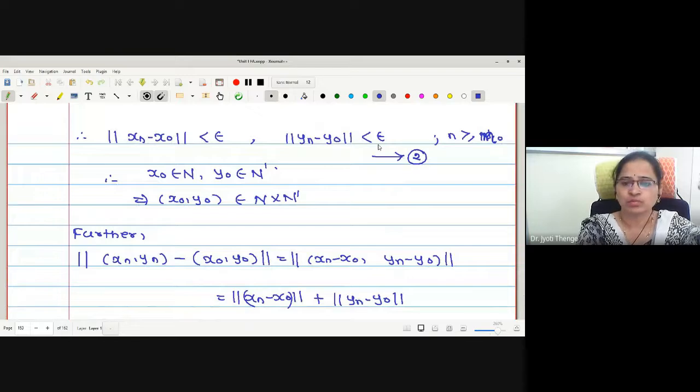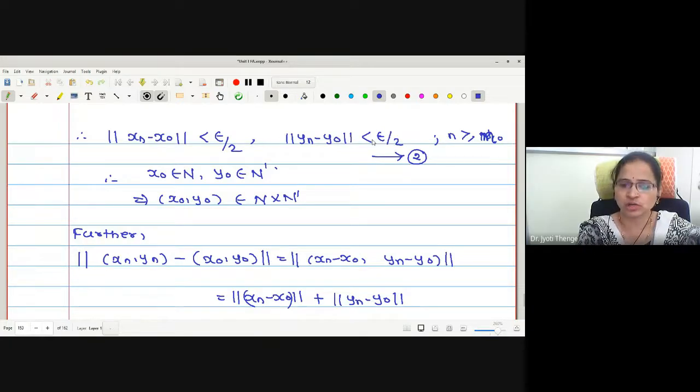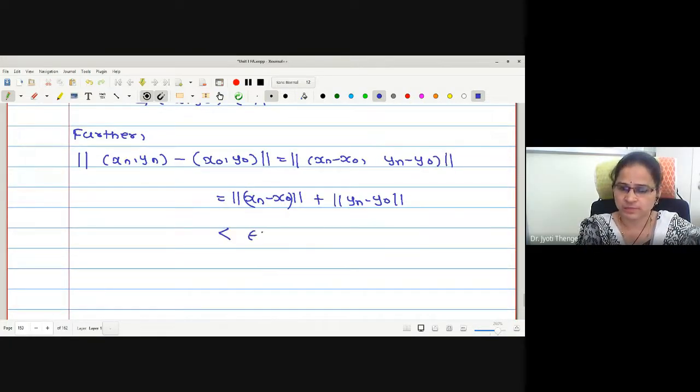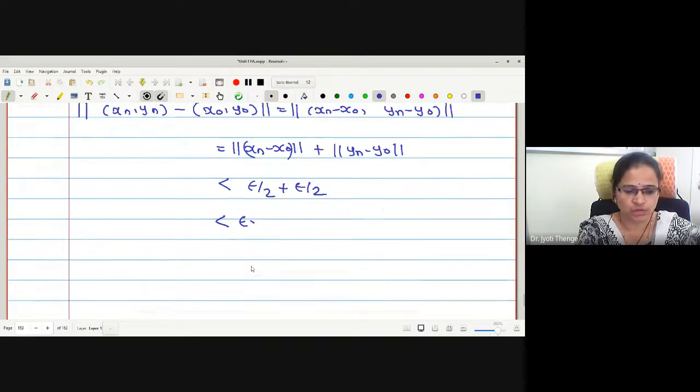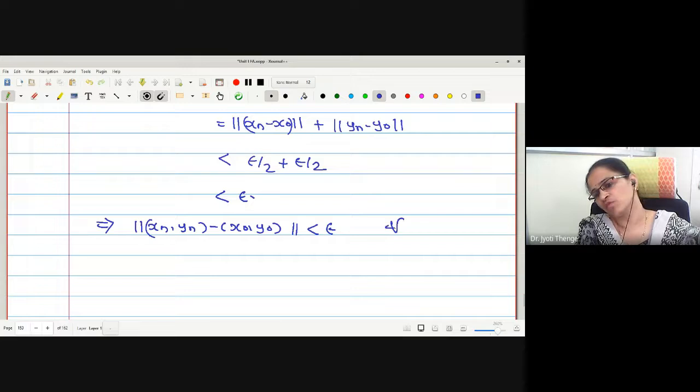From 2, both these terms are less than epsilon. Addition will give us 2 epsilon. So what should be my adjustment? Epsilon by 2 in equation 2. Yes, epsilon by 2 let me make. And hence this is less than epsilon by 2 plus epsilon by 2, which is equal to epsilon. What have we proved? Norm of xn yn minus x naught y naught is less than epsilon for all n greater than or equal to n naught.